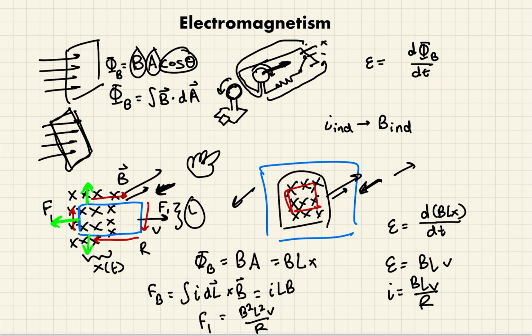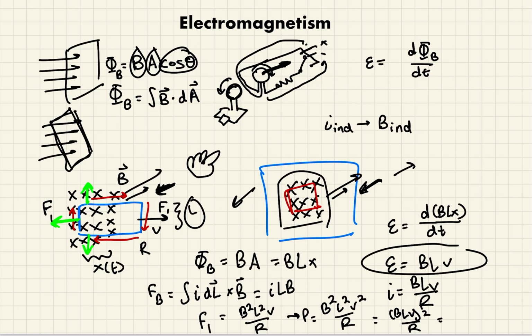Last thing, or one of the last things, is power. Power is force times velocity, or at least instantaneous power is force times velocity. So just multiply this by velocity. You're going to get power is equal to B squared L squared V squared over R, which looks fun. But you can also write that as (BLV) squared over R. Well, what is BLV but the EMF?